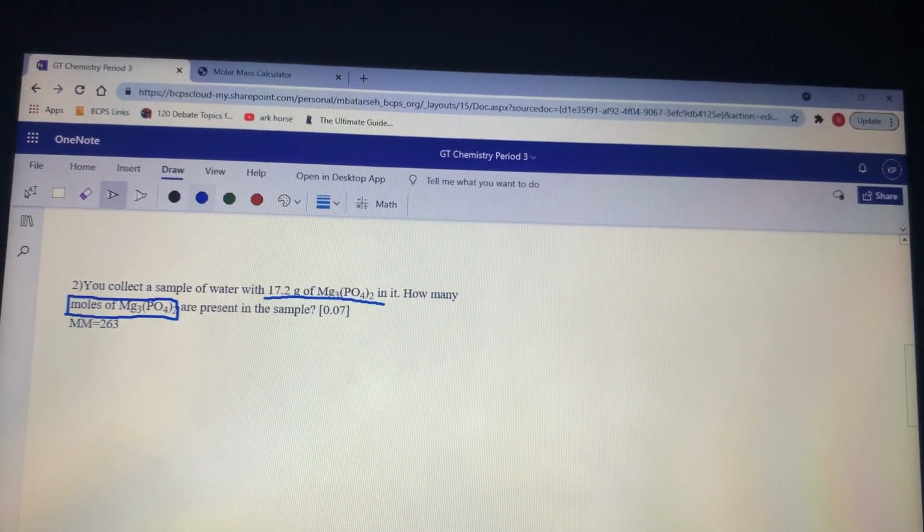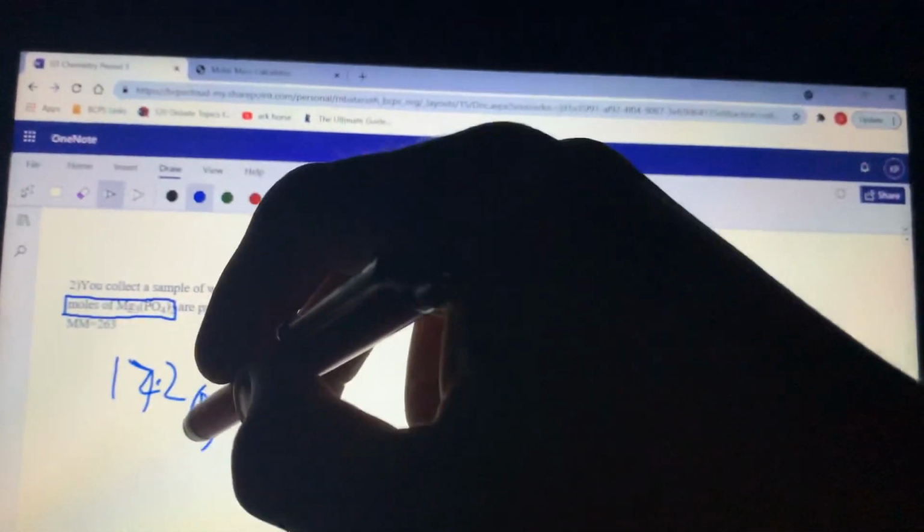So you collect a sample of water with 17.2 grams of Mg3(PO4)2 in it. We know the molar mass of it, using the calculator I created using Python, is 263 grams per mole. So how many moles is it? So we have 17.2 grams of Mg3(PO4)2.